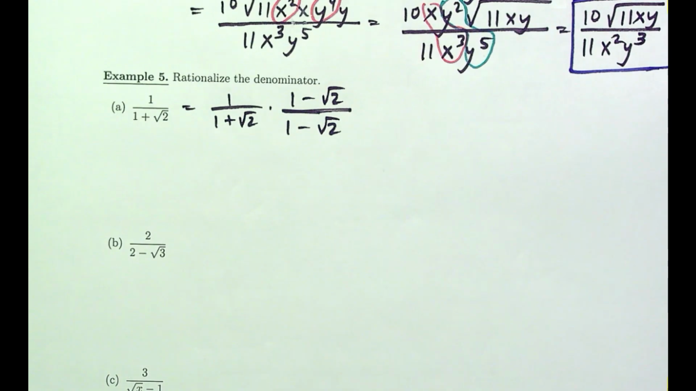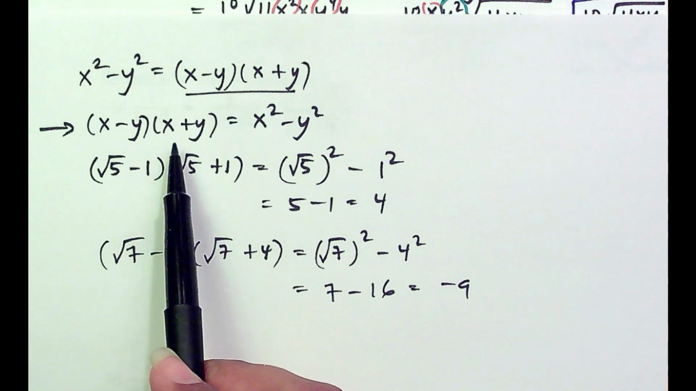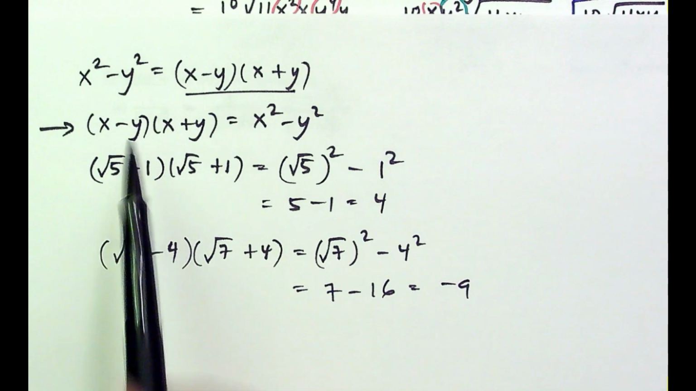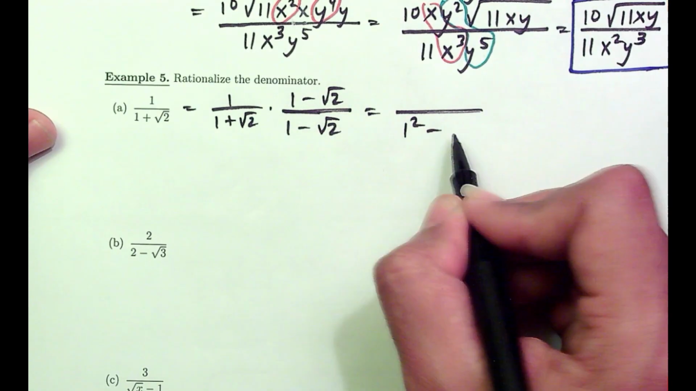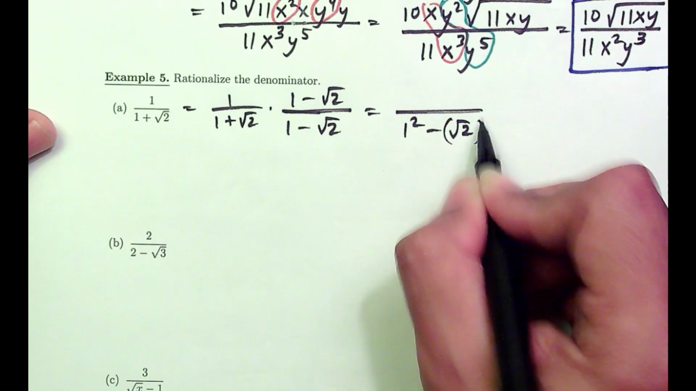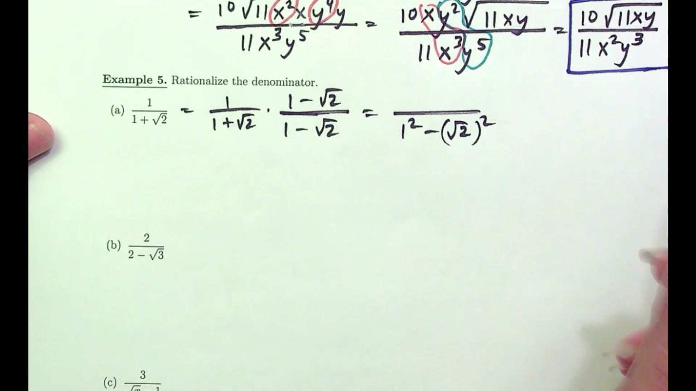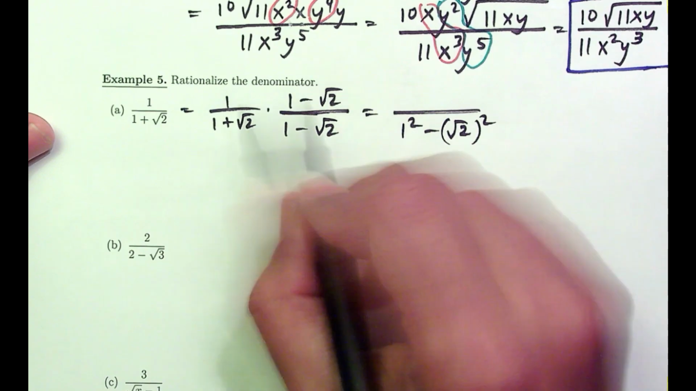Okay, so you multiply by the same thing with the sign in the middle changed. And according to this formula, when you do that, you're going to get the first one squared minus the second one squared. So this is going to give us the first one squared minus the second one squared. Okay, that's for the bottom. And then for the top, you just multiply across as usual.